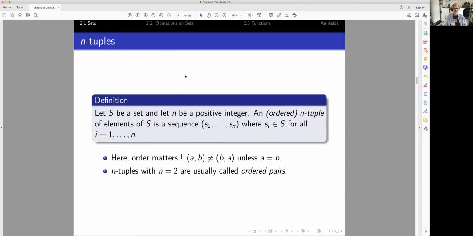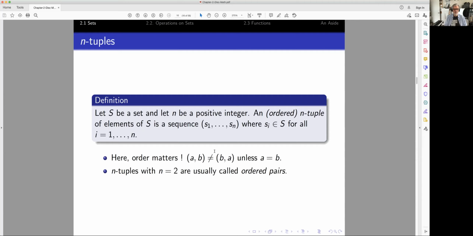Sequences and tuples. We want to talk about products. Let's say I have a set S and a positive integer n. What we call an ordered n-tuple of elements of S is a sequence of n elements of S. And this is an ordered sequence, so it is important that the order in which I write my elements of S matters.